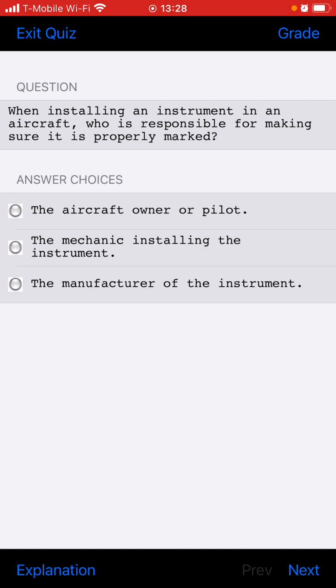Is there any special requirement as to the type of oxygen used in the aircraft system? And if so, what is it? Only aviator's breathing oxygen should be used.